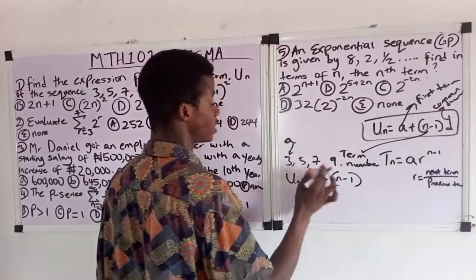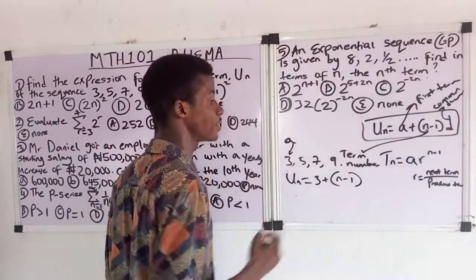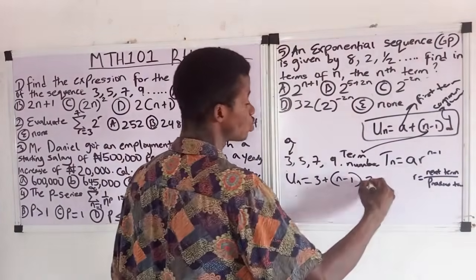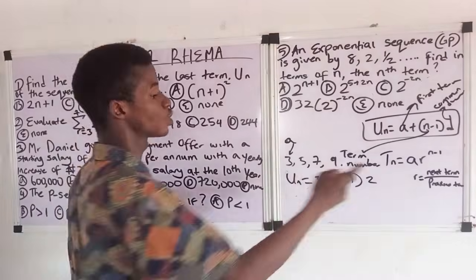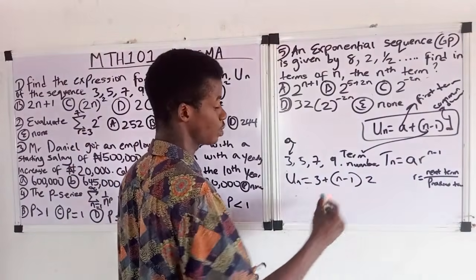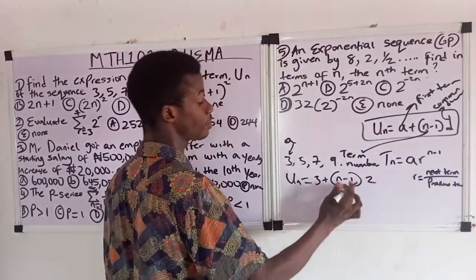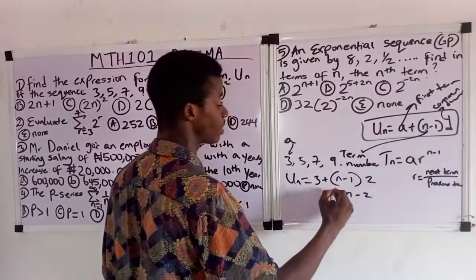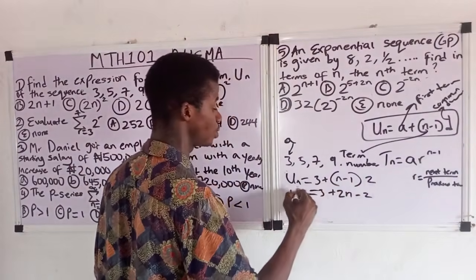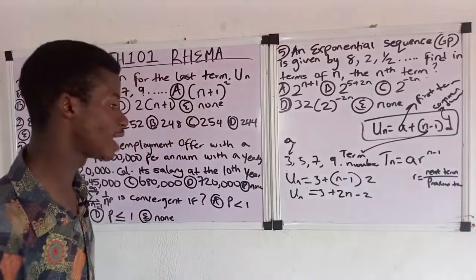Now what is the common difference? I've told you guys, the common difference in this sequence is 2, right? Yes. Now if we continue, 2 times n gives us 2n, right? 2 times minus 1 gives us minus 2. Then plus this 3 is equal to u, the nth term, right?